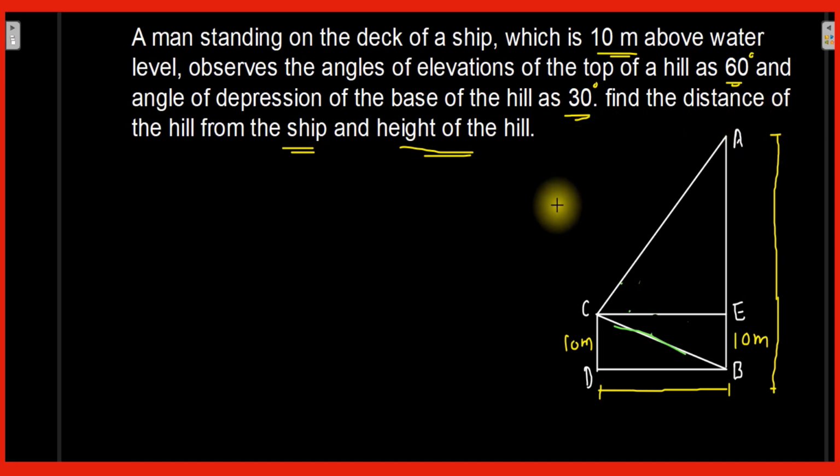So here friends, it is said that the angle of elevation of the top of the hill is given as 60 degrees. This is 60 degrees. And the angle of depression of the bottom of the hill is given as 30 degrees. Now first we will take triangle CEB. Why are we taking this triangle first? Because this side we know. If you take the other triangle first, then we do not know CE as well as AE. Here one side we know, so that the other side we can find.